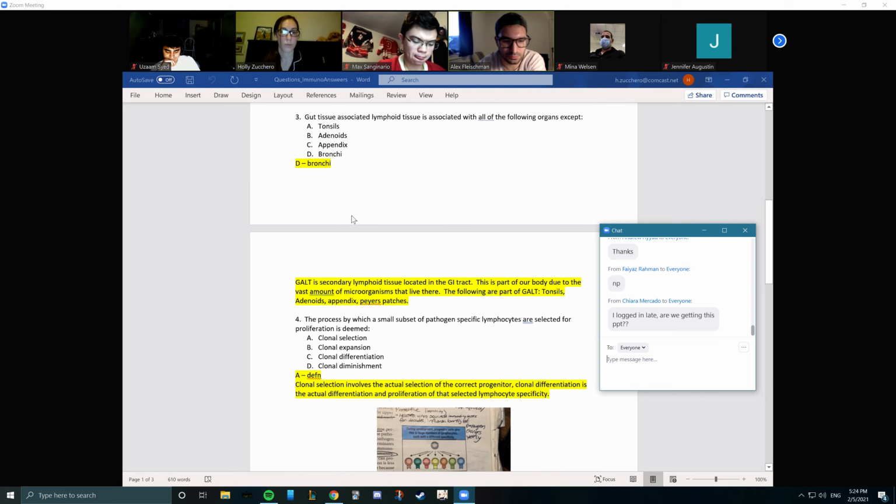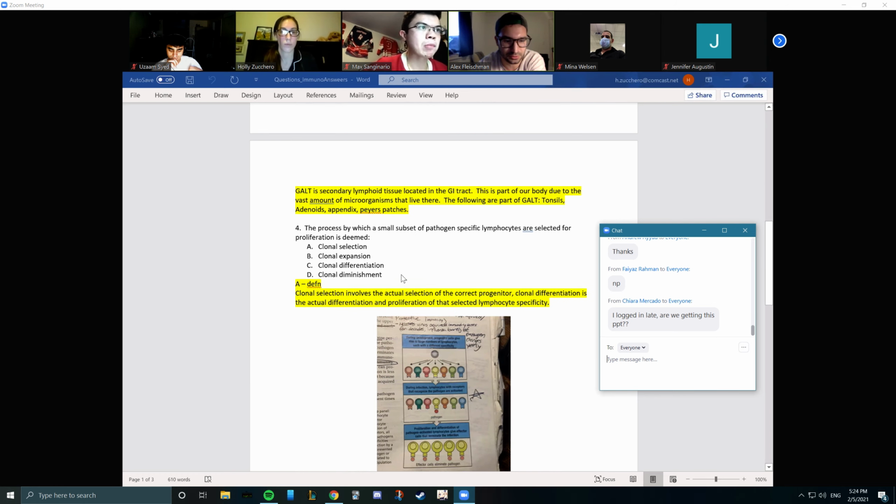So the next one was just, again, a spit-back definition of clonal selection and clonal expansion. Clonal selection is where you actually choose which one's the closest. Expansion is the actual differentiation and proliferation of it. You'll get to how this actually goes on later in the course, but that's not going on right now. Just the simple spit-back definition of what happens is important.